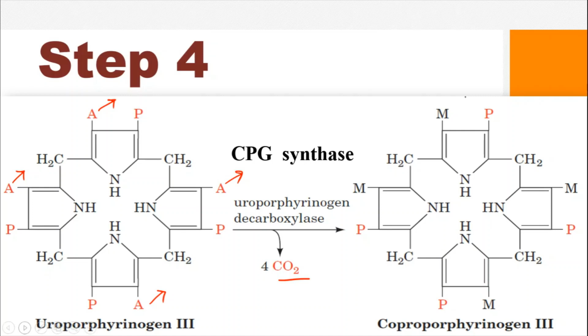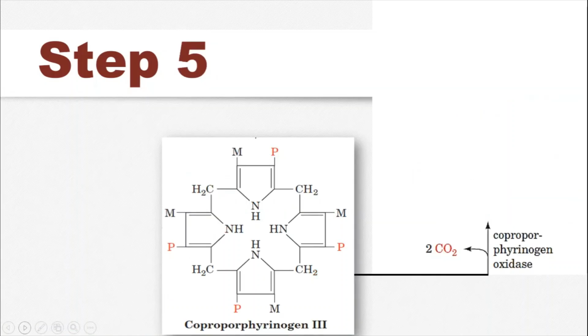With this coproporphyrinogen 3, we start step 5. Here, 2 carbon dioxides are removed with the help of coproporphyrinogen oxidase. Again, in this step, the substrate enters the mitochondria. So CpG3 first has to enter the mitochondria. Here, the oxidase enzyme is there.